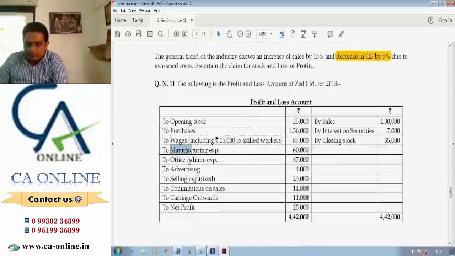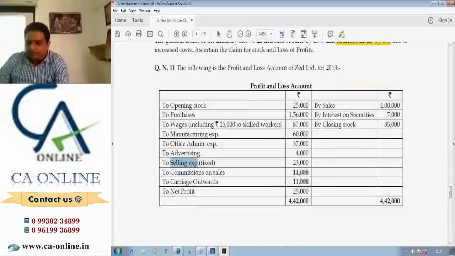Manufacturing expenses and all, it is variable only. Then office admin, like rent, salaries to employees and all, we will take as fixed only. Anything in general dependent on sales will be variable in nature, like bad debts. That is why we apply sales ratio when we try profit or loss. They are all varying in nature. Advertising, commission on sales, carriage outwards, they are all variable in nature. And selling expenses, if the question is silent, it will be taken as variable cost because it is based on sales. But if specifically given as fixed, we will take it as fixed.